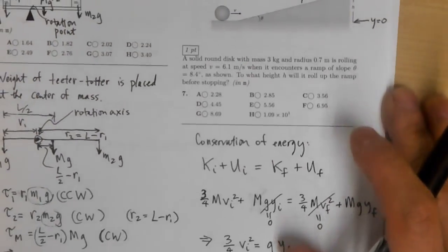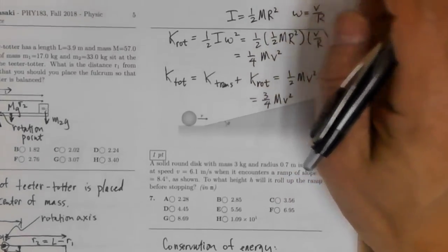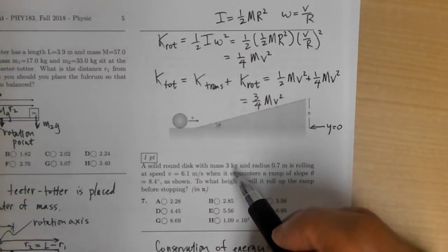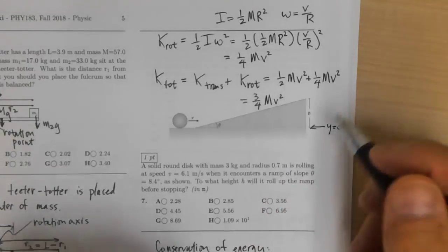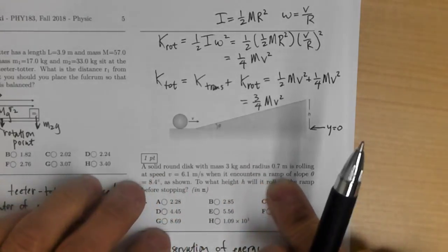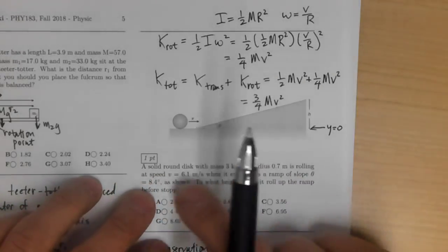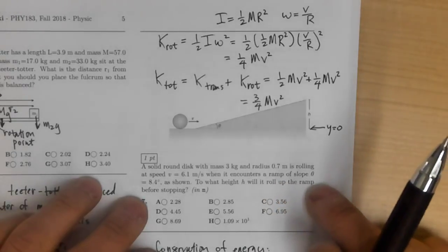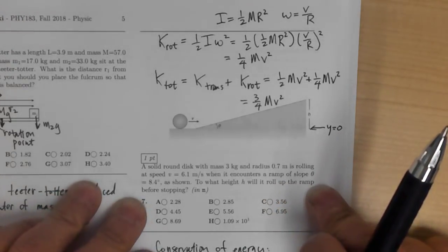Okay, going on, number 7. A solid round disk with mass 3 kilograms and radius 0.7 meters is rolling at speed v equals 6.1 meters per second, when it encounters a ramp with slope theta equal to 8.4 degrees as shown. To what height h will it roll up the ramp before stopping?